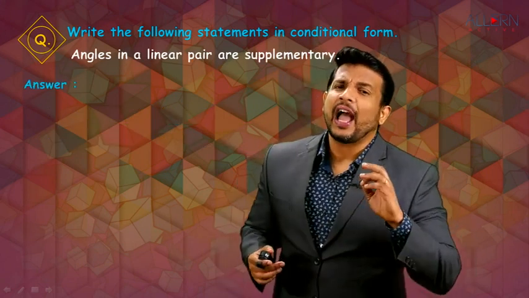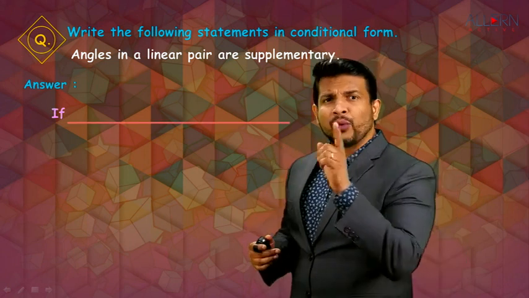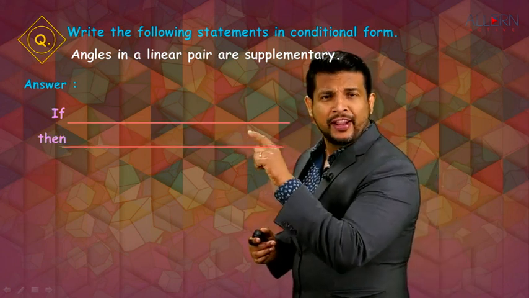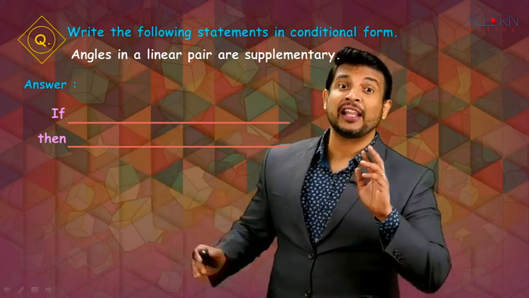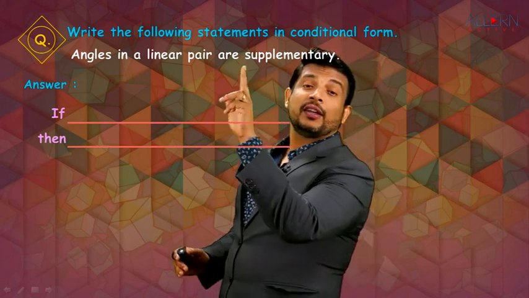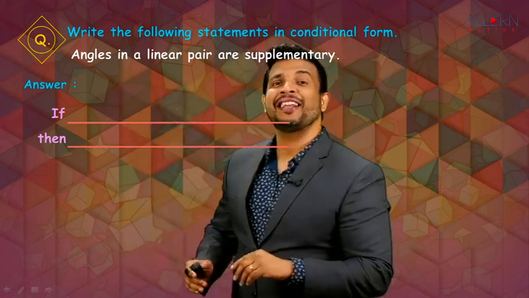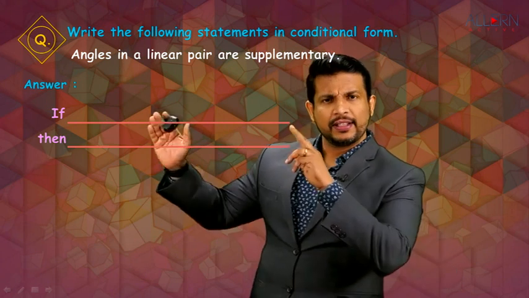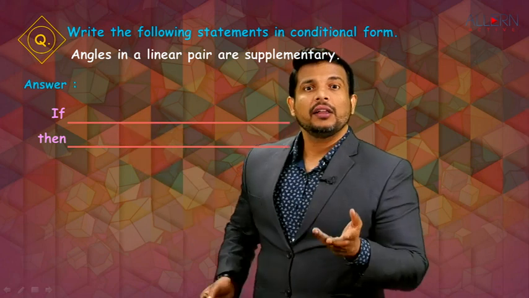Let's do another one. It's going to be very simple. It says angles in a linear pair are supplementary. We are going to write it in the conditional form, if and then. Beautiful. What are we going to write in between if and then? Is nothing but before the verb. Here the verb is are. So before that, we are talking about angles in linear pair. What does it say? If angles are forming linear pair, then they are supplementary.